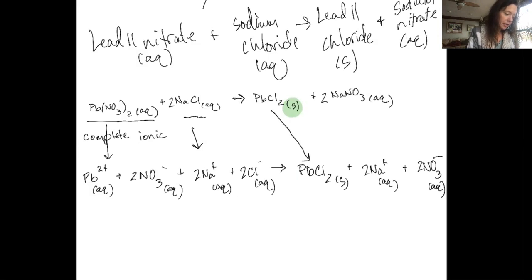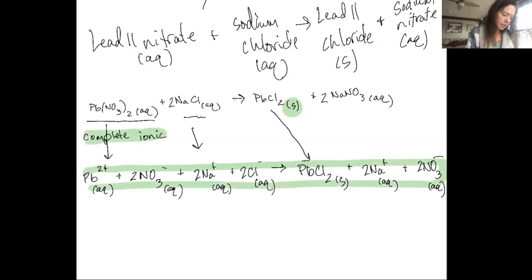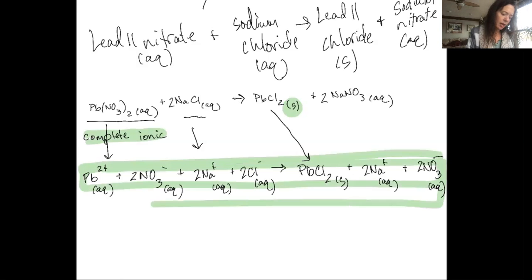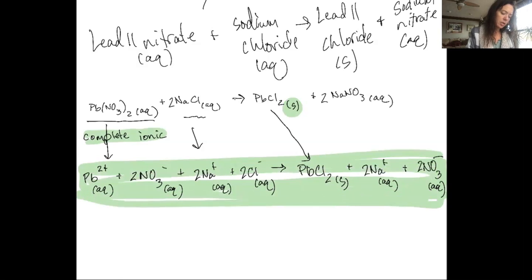What we have here is our complete ionic, okay? It shows everything as it actually exists in solution. All we did was dissociate anything that was dissolved and kept together our solid. Now let's cancel our spectator ions. Cancel anything that's the same on both sides of the reaction, okay? So I see that I have 2 nitrate ions here, and I have 2 nitrate ions here. So those are going to cancel.